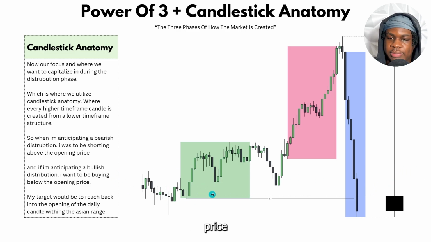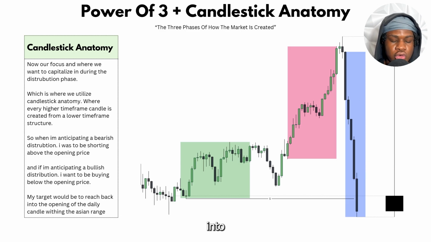So we had this opening price, seeing that manipulation higher, price took out a level of liquidity, then we saw this overall reversal to the downside. If I were to get short up here, my targeting would be reaching back down near or at the opening price of this daily candlestick, creating this overall rejection wick.